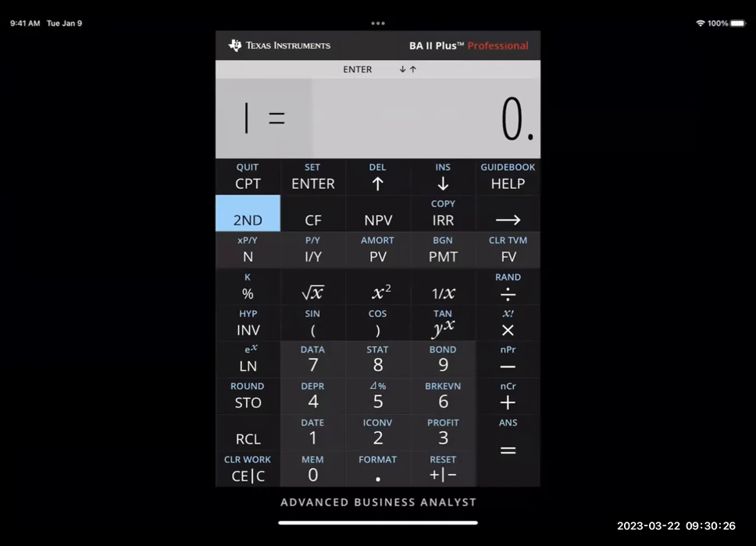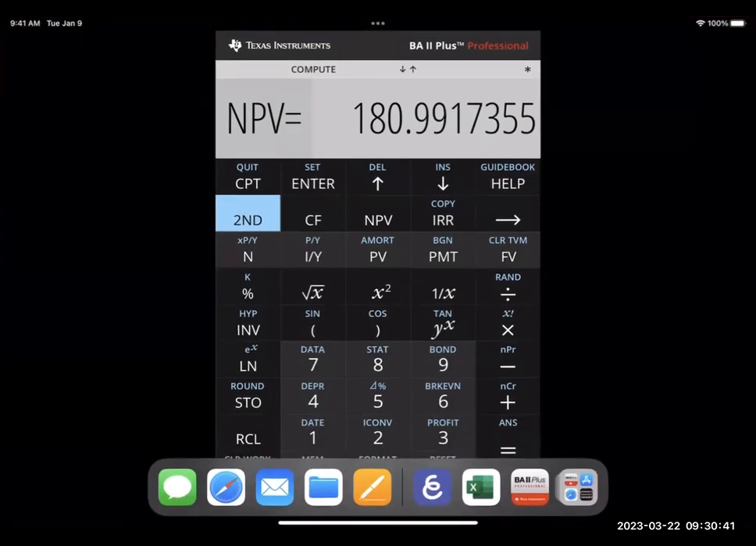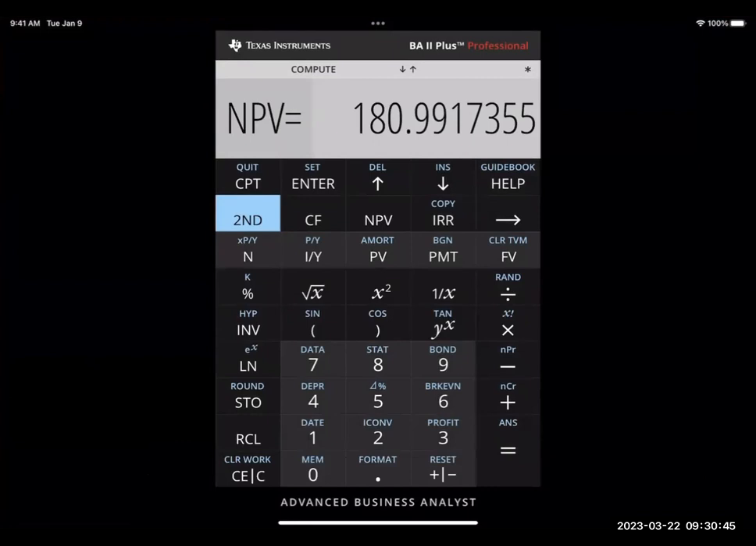Second NPV asks for the interest rate, which we've been told is 10% for this project, and compute NPV. So I get the 180.99 on the exercise in the notes. Got it? Practice that. Let me know if you have any problems.